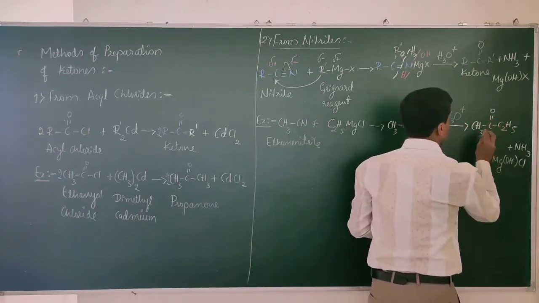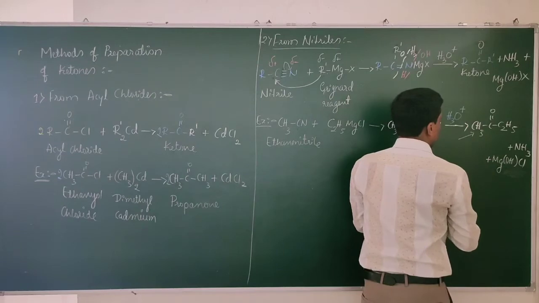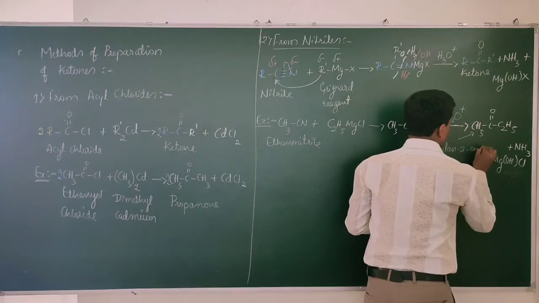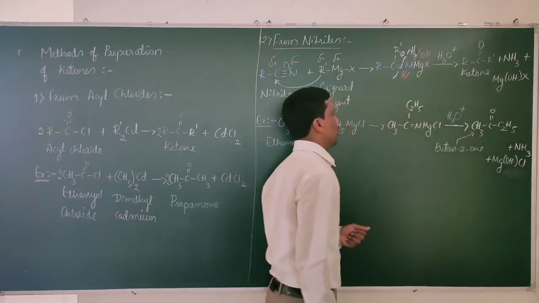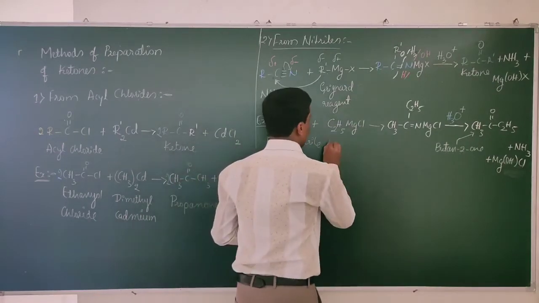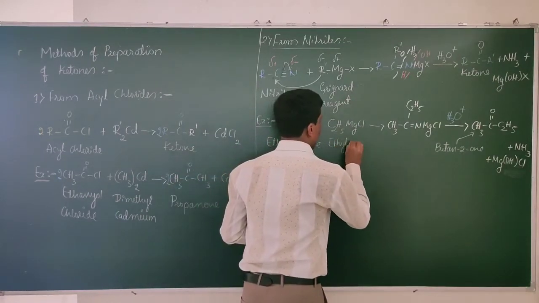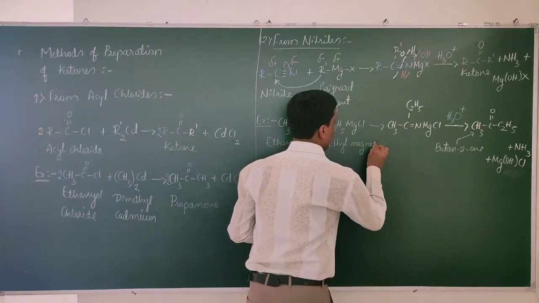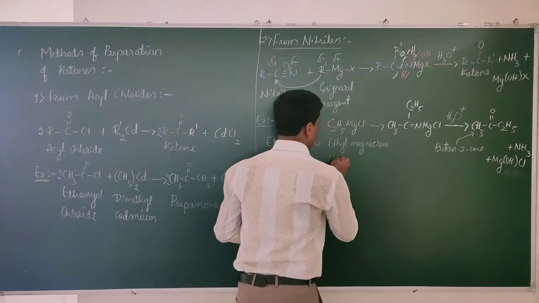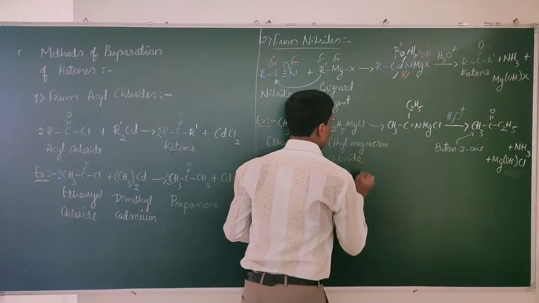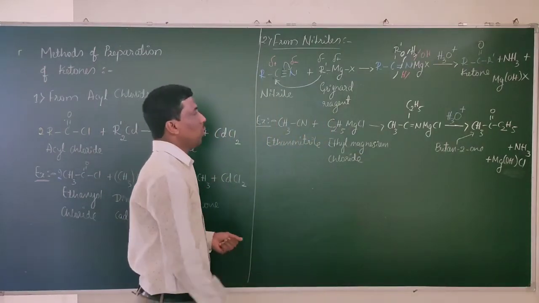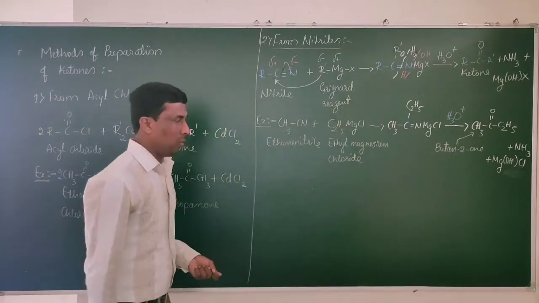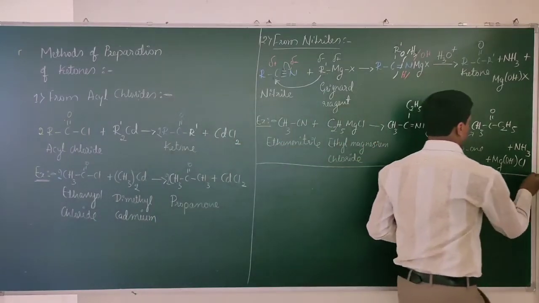What is the name of this compound? Butan-2-one. This is ethyl magnesium chloride. This is one example for the formation of ketone from nitrile. Okay. Next, moving towards the third method of preparation.